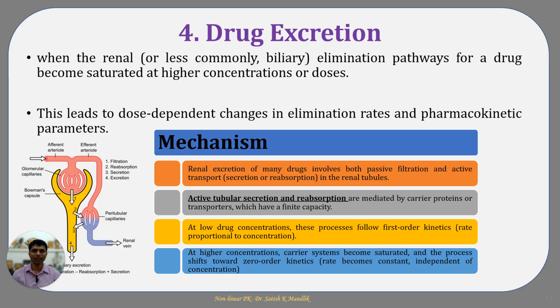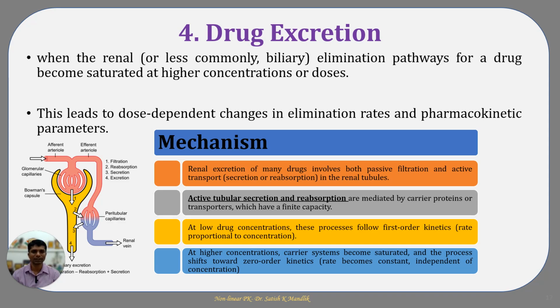So we know renal as well as sometimes biliary elimination pathways of drugs become saturated at higher doses. So this leads to dose-dependent changes in elimination and the pharmacokinetic parameters alter. Focusing on renal excretion, many drugs excreted through urine involve both passive blood filtration as well as active transport, especially active tubular secretion as well as tubular reabsorption. The active tubular secretion and reabsorption are mediated by carrier proteins that transport, which have limited numbers. So they have finite capacity.